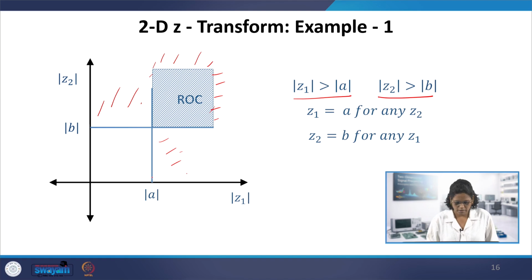So Z1 equal to A holds for any Z2, Z2 can be any value. Similarly, it is valid for Z2 equal to B and for Z1 any value. So considering this, the intersection of the two regions is the ROC, the region of convergence. So this transform has the ROC of this region.